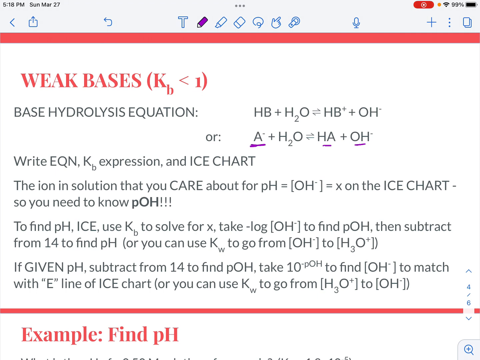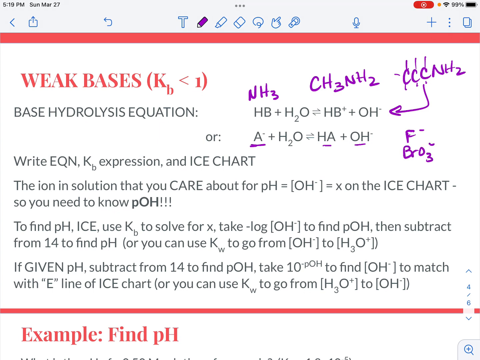So what you're looking for here is watching for amines. This would be NH3 or some compound that's a CH3 NH2. This would be what we call methylamine, or we could have a long carbon chain with lots of H's and an NH2 like so. All right, so you're watching for those to fit this equation, or you're watching for the anions of weak acids, like maybe F minus or BrO3 minus, etc. Things that are the anions of weak acids.